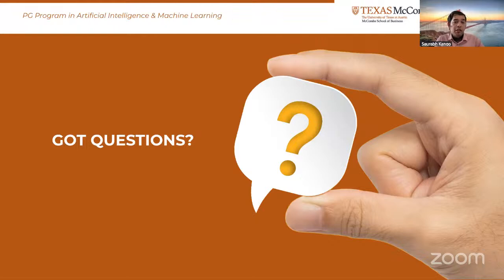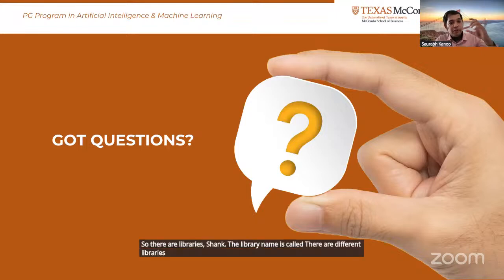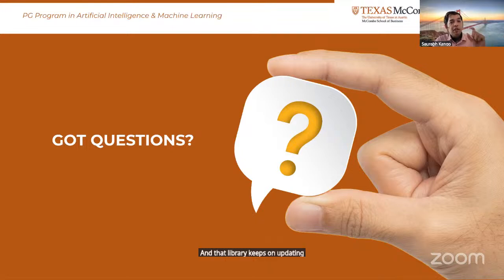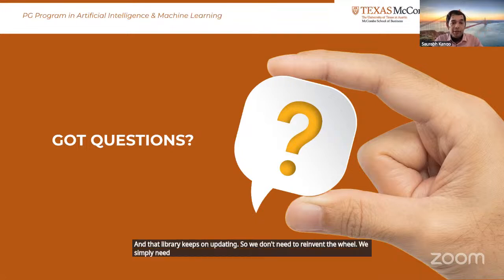So there are libraries, Shashank. There are different libraries you can search on Google. There are a couple of libraries in which we are storing all that information, and that library keeps on updating. So we don't need to reinvent the wheel. We simply need to use that particular library.